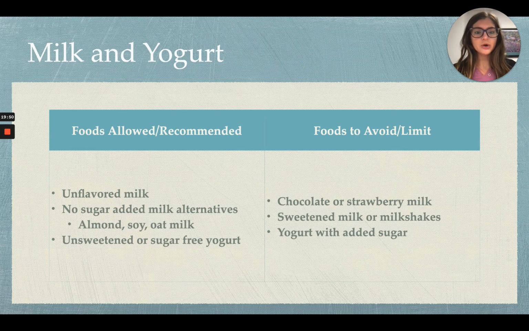And then milk and yogurt items to avoid are going to be chocolate or strawberry milk. So again, those sweetened milk drinks, sweetened milk or milkshakes, and then yogurt that has added sugar to it.